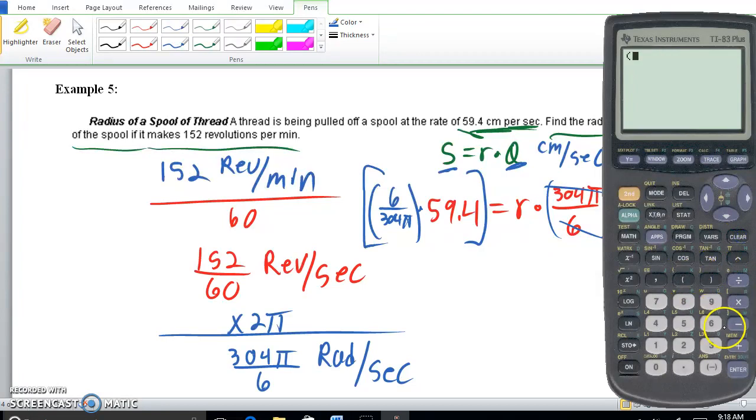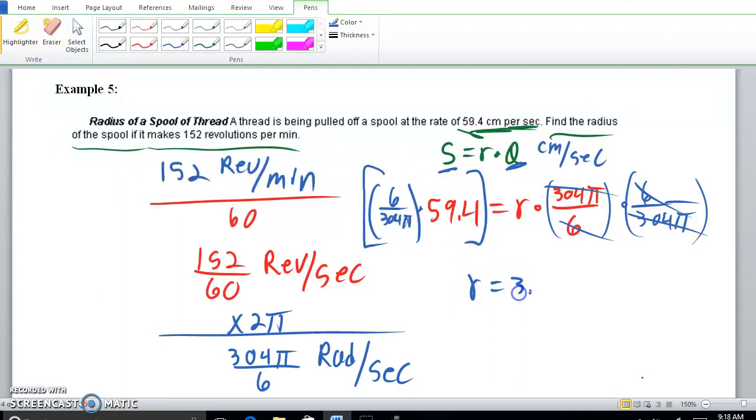So I'm going to go ahead and put parentheses 6 divided by 304 pi. Okay, and then we'll go ahead and close the parentheses. And then let's see, times 59.4. All right. So we're going to get a radius of 3 point, we can round that to just 3.68, that's fine. So our radius is 3.68 centimeters.